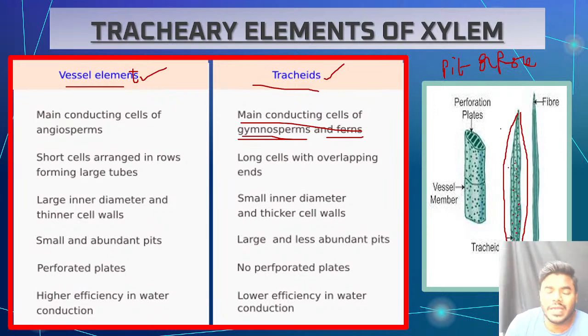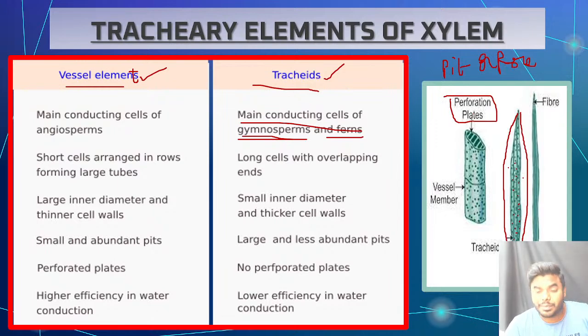Tracheids are majorly present in the gymnosperms. What is the point I want you to remember, friends? They are long, elongated spindle fiber in shape. They contain a lot of pits and pores, and using those pits and pores only, friends, they will be transporting the water. But I want you to remember, in case of tracheids, perforated plates are not present.